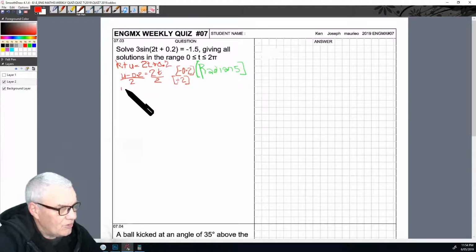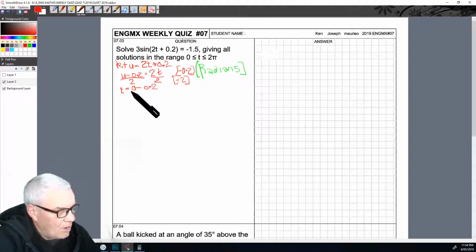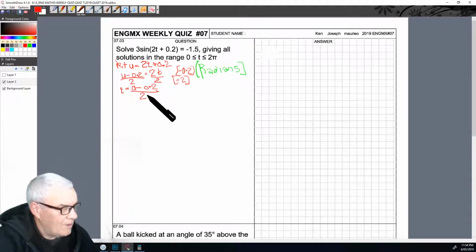So just putting the t on this side, so just swapping the side, t equals u minus 0.2 over 2. Okay.